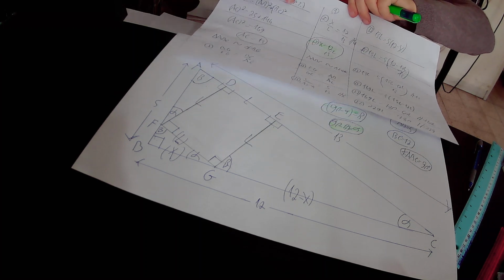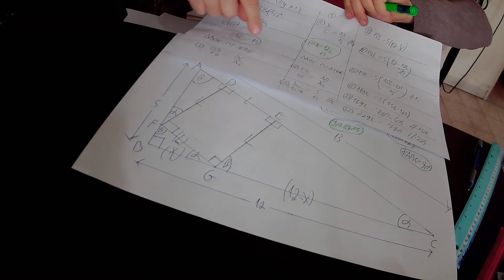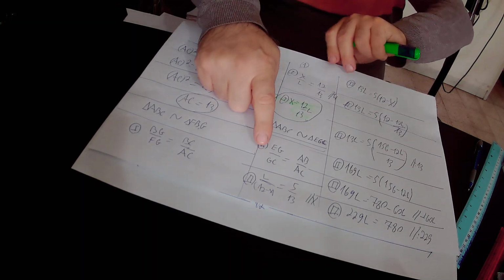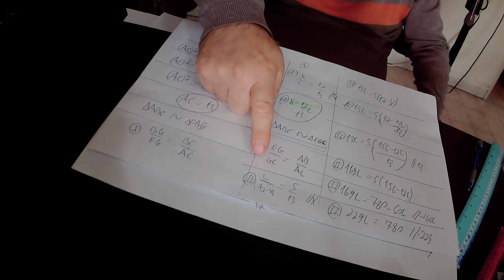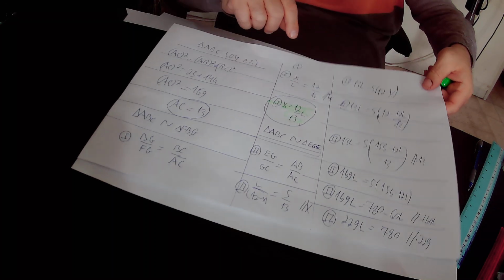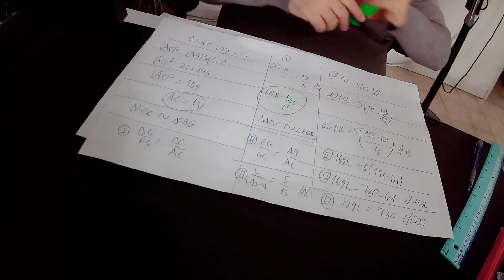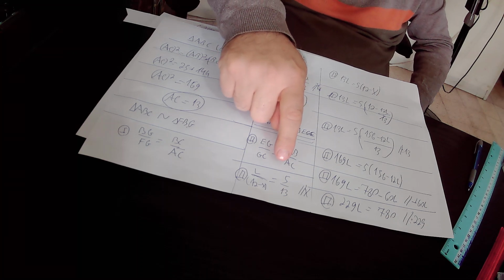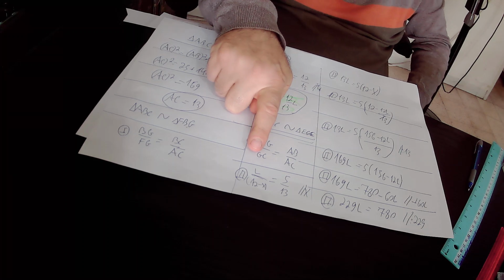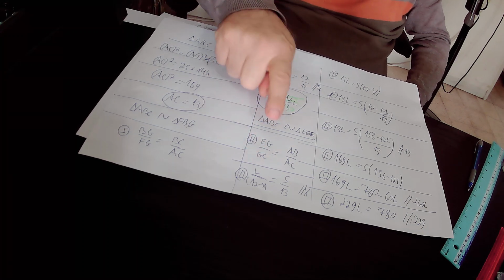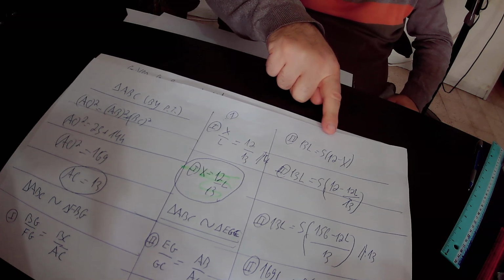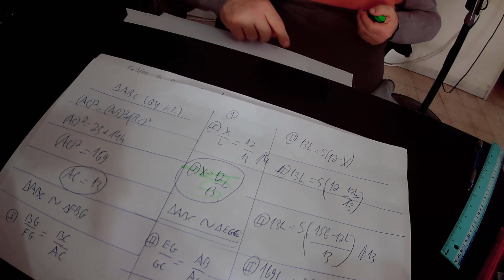EG is L, and GC is 12 minus x. So EG over GC equals L over 12 minus x, and it is equal to AB over AC. AB is 5 and AC is 13. So in conclusion, according to equation 2, L over 12 minus x equals 5 over 13. Here we cross multiply equation 2, and found out that 13L equals 5 times 12 minus x. Again, 13L equals 5 times 12 minus x.